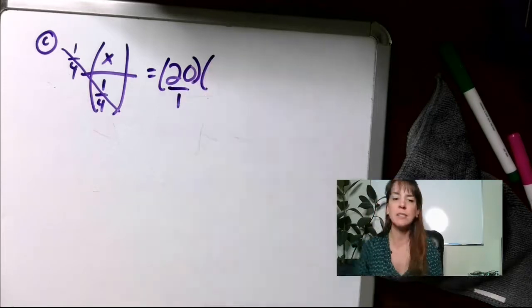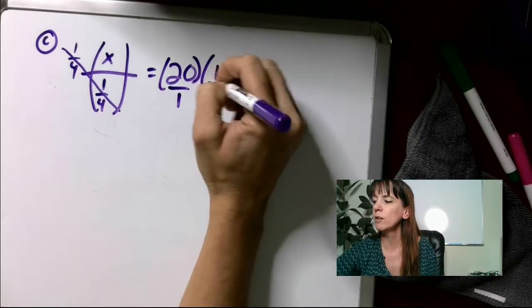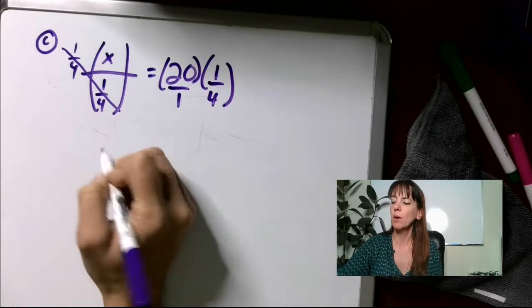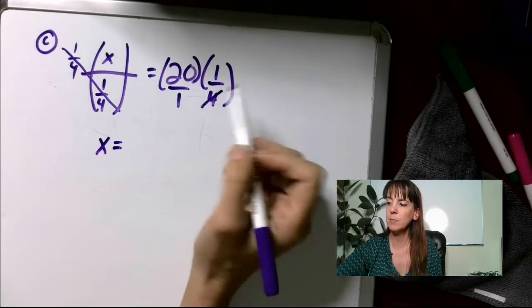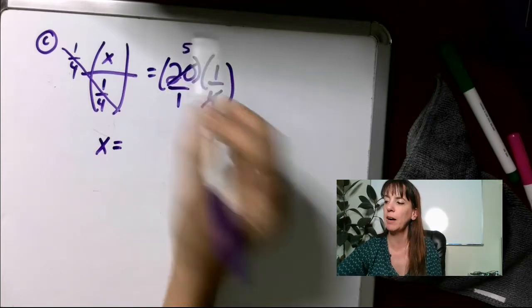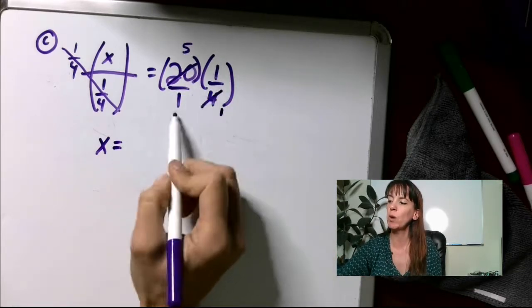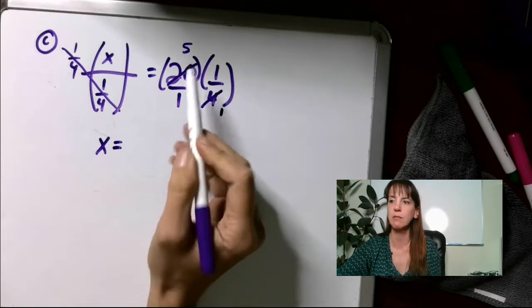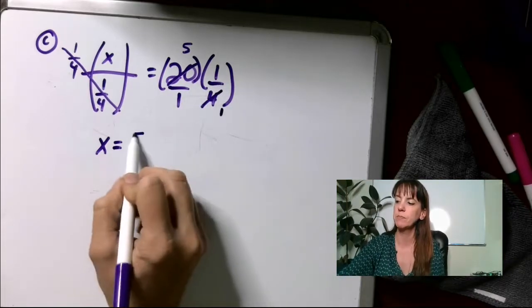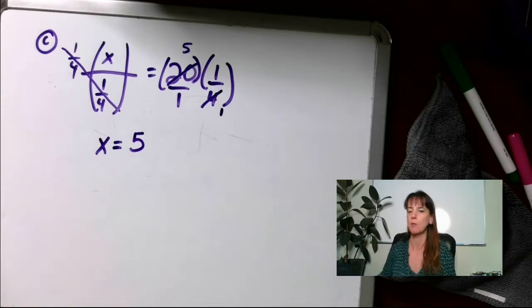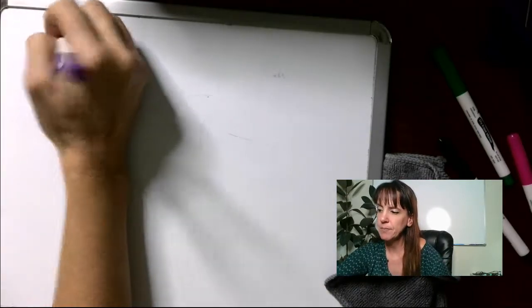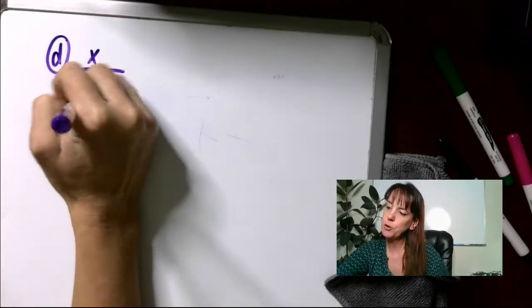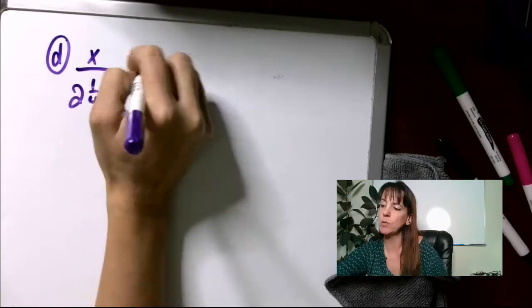Okay, so then this is like over 1, and this is 1/4, right? So X equals 20 times, so I can divide this by 4, I get 1, divide this by 4, I get 5, right? So I get 5 over 1, or 5 times 1, which is 5, and 1 times 1, which is 1. So it's 5 over 1 or just 5. Hopefully that makes sense. And for our last one, D, X divided by 2 and 1/4 equals 5.